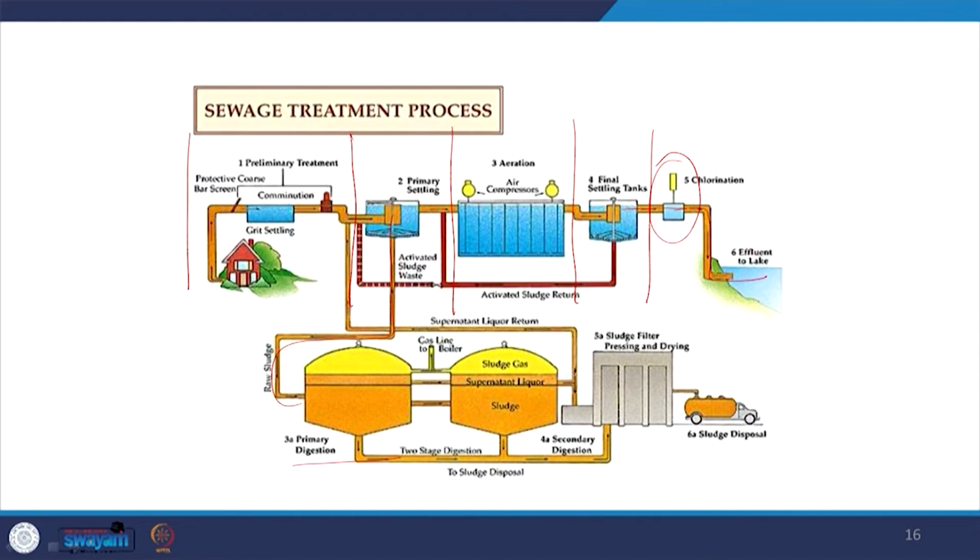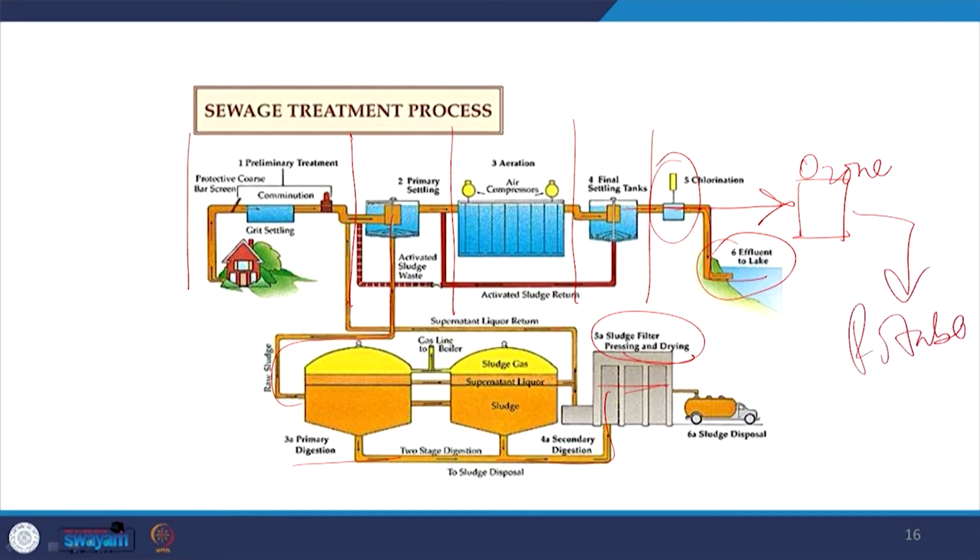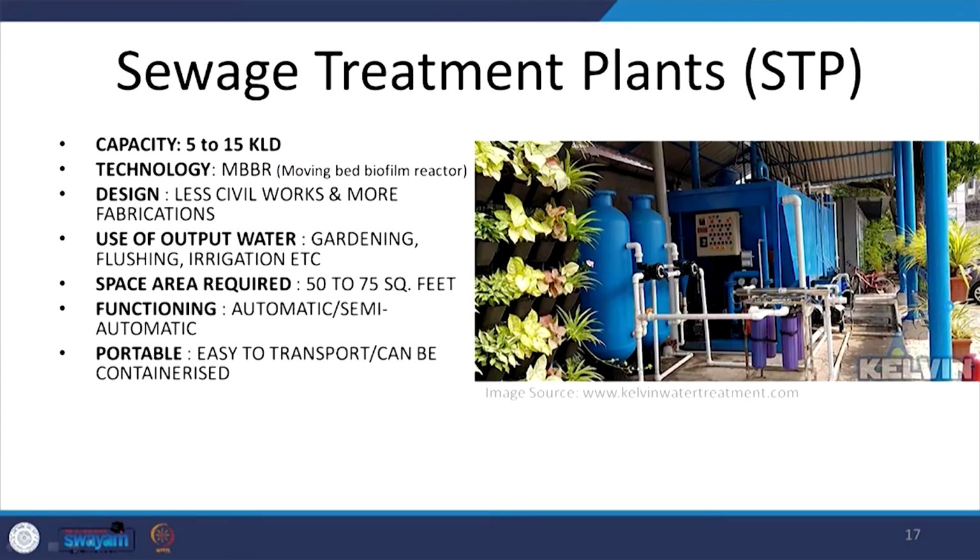where the sludge is removed and the solid sludge is taken either for disposal or for drying and pressing. This water which is being sent to a surface aquifer may also be further treated. It may further be treated using ozonation or RO treatment to get potable quality of water. So, it is the same process just shown graphically.